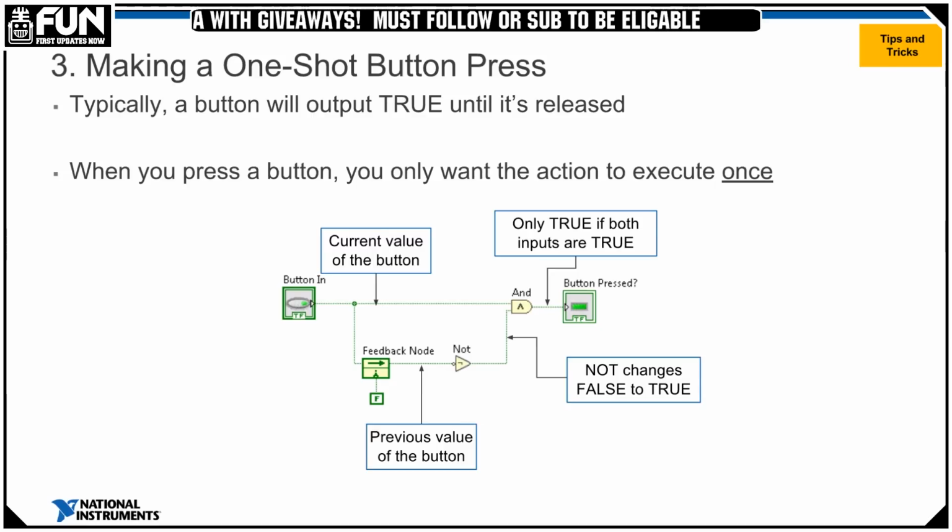So now when we go to our AND gate, we're going to have a true on the top and a false on the bottom and get a 0 output. So we really, truly only get a true value once. That's kind of the power of the one-shot button press. And that's the logic we'd use to get there.